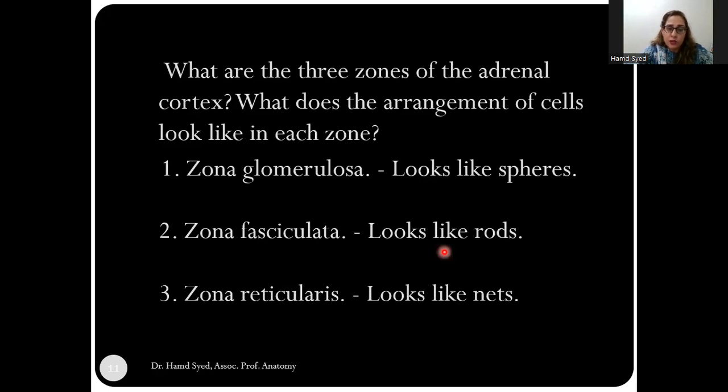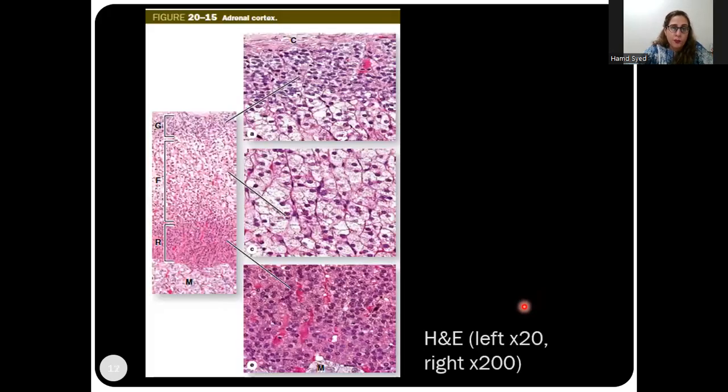Then comes the zona fasciculata. Here the cells look like rods because their arrangement is in columns. And you know the word fasciculus literally means column or bundle. The innermost zone, which is zona reticularis, over here the cells' arrangement is in the form of a network. And the word reticulum means network.